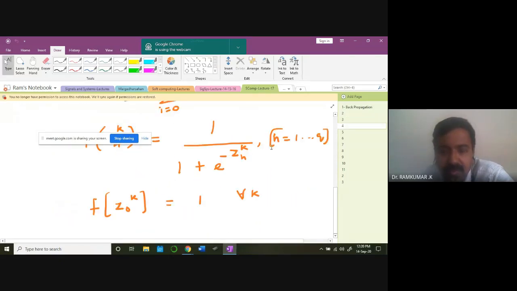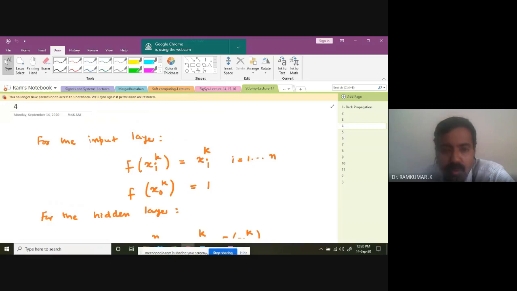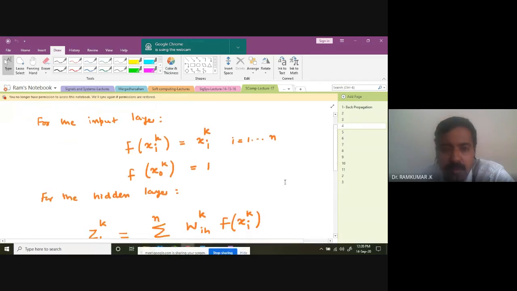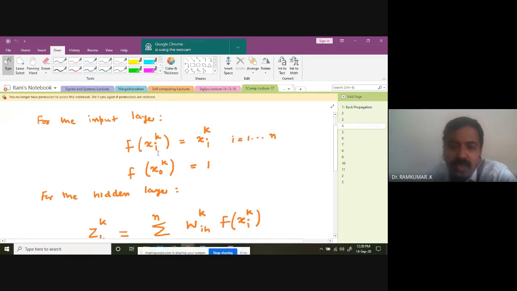Now we proceed. Now look at this. We are going to move to the first layer, the input layer. We are going to use a linear function, so the input layer, whatever it receives, is going to give the same output.